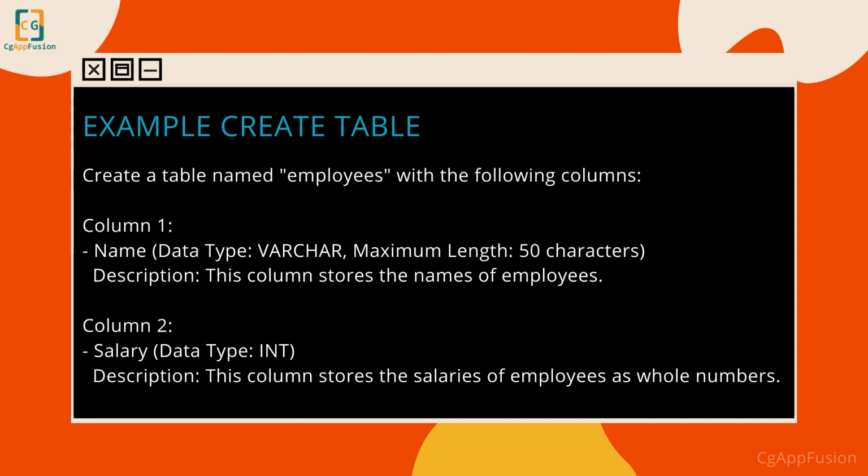Column number 1, name, data type VARCHAR with the maximum length of 50 characters. This column stores the name of employees. Column number 2, salary, data type INT. This column stores the salary of employees as a whole number. I know that a decimal number is a better fit for salary, but for now we're just gonna use INT.